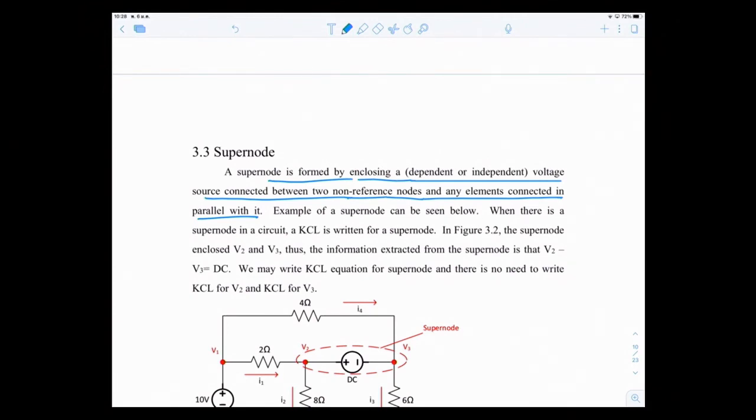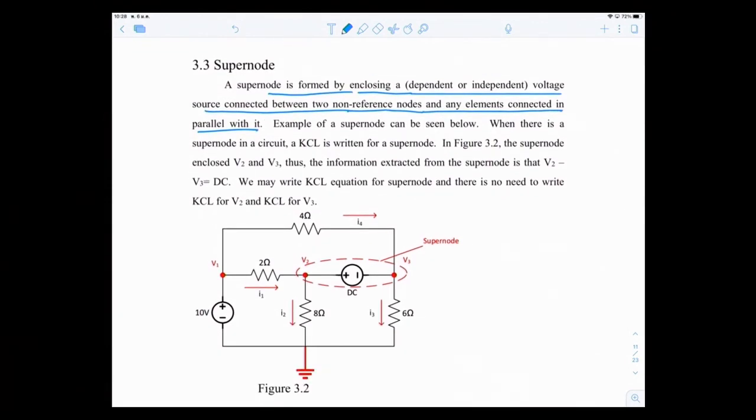I'm going to show you what it is. Let's look at this circuit here. You see that there are two voltage sources. The nodes are V1, V2, V3, and the reference node at the bottom. Do we have supernodes? For this first voltage source, we don't consider it a supernode because one side is a non-reference node, but the other is the reference node.